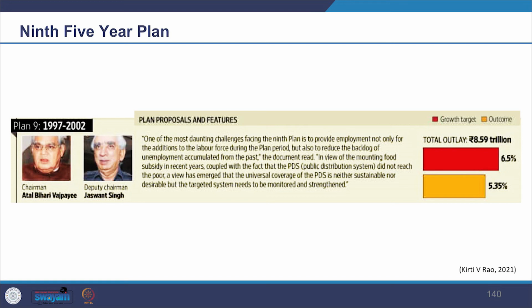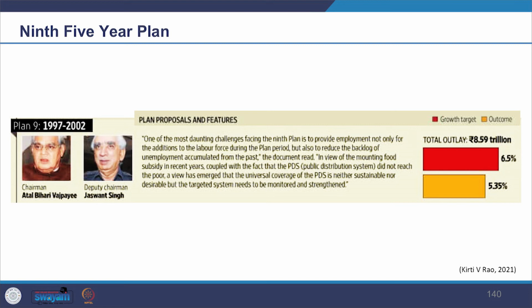In this plan, we depended more on private sector and FDI, foreign direct investment, and the state was playing a role of only the facilitator. The state was involved more in sectors like education, health and infrastructure. Priority was given to agriculture, rural development and poverty eradication. The target growth rate was 6.5% and the attained rate was 5.4%.